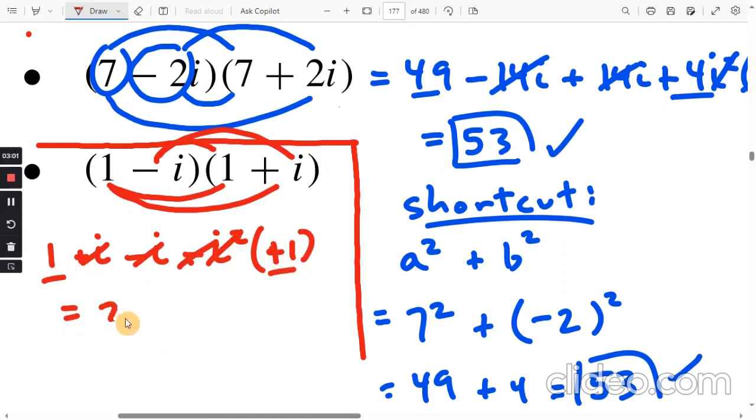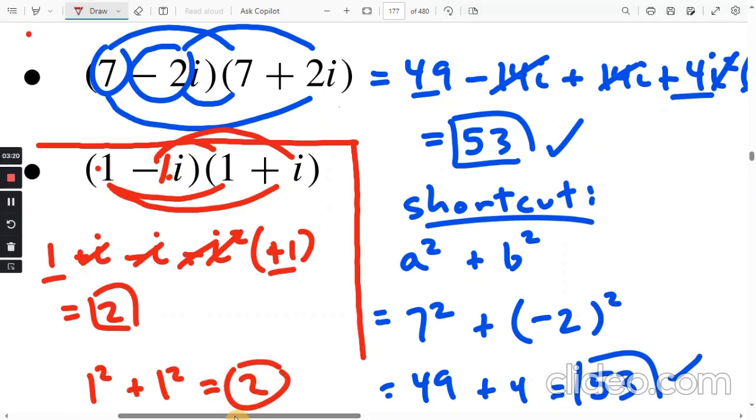All right, if you did the shortcut, the coefficient right here is a 1, and you would do 1 squared plus 1 squared. 1 squared is just 1, and 1 plus 1 is 2. So same thing, even with the shortcut.